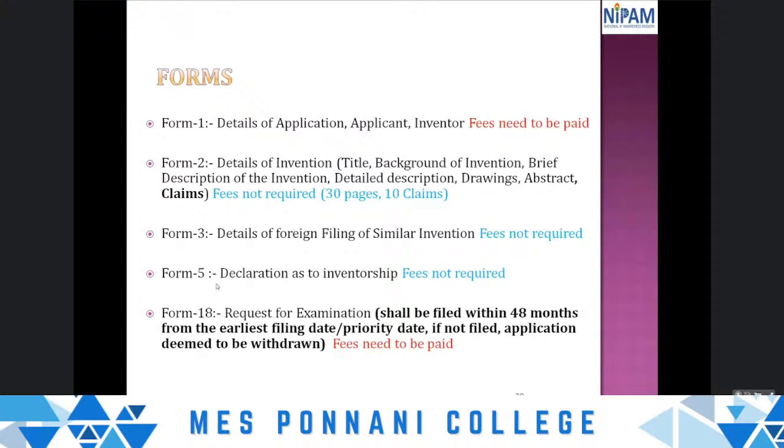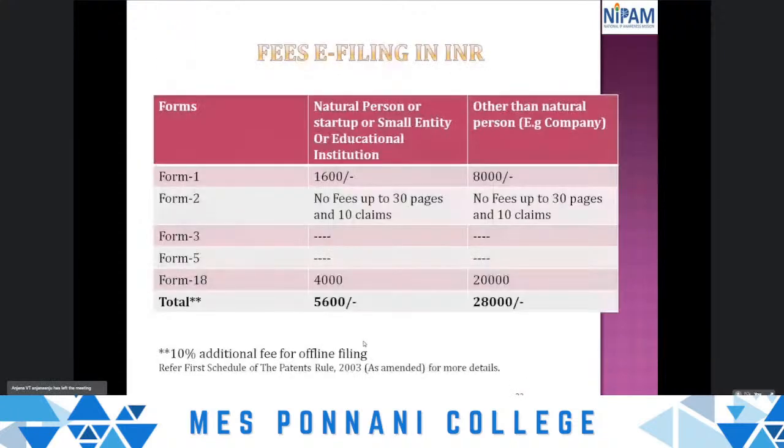Form 5, which is a simple declaration. Form 18 is very important. It is called the request for examination. Unless and until you file form 18, your application will not be taken up for examination. And it needs to be filed within 48 months from the priority date.